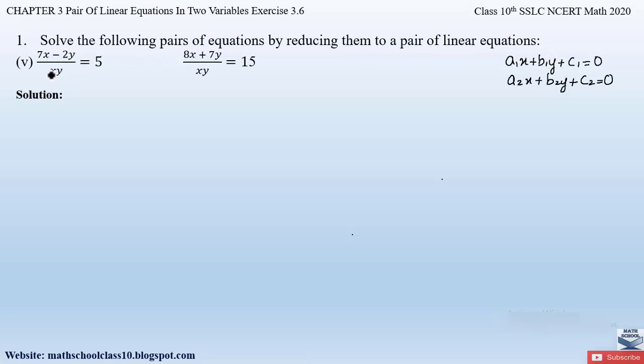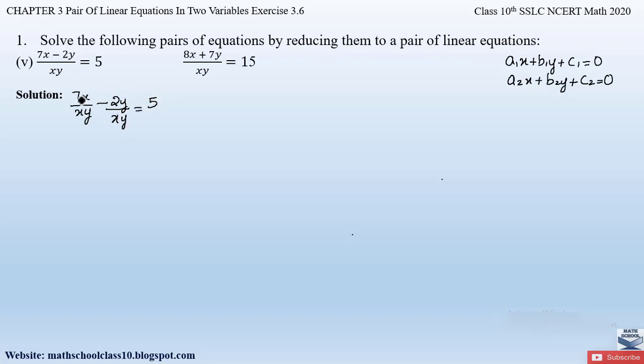Here you can notice that x and y is also in the denominator as well as in the numerator. We have to make sure that these x and y should remain in the numerator. Only then we can say that the given two equations are a pair of linear equations. Coming back to this equation, from the first equation here, let us separate the denominator for two variables 7x and minus 2y. The equation can be written as 7x divided by xy minus 2y divided by xy equal to 5.